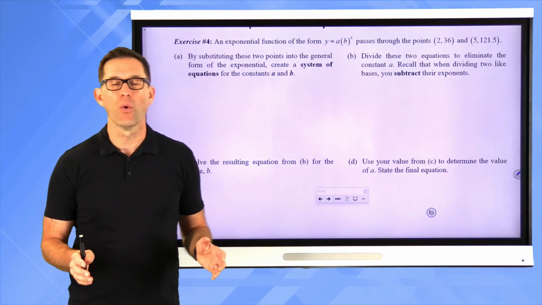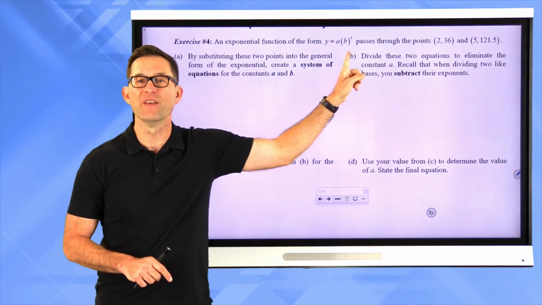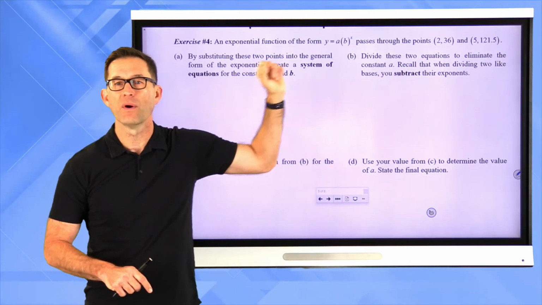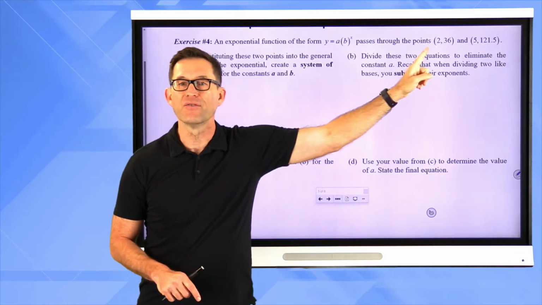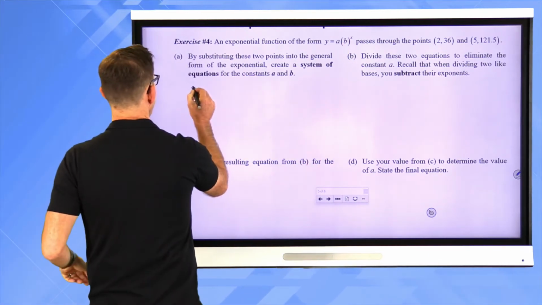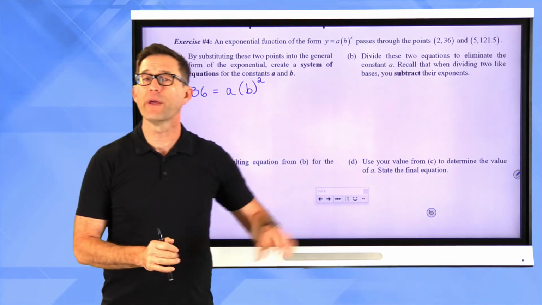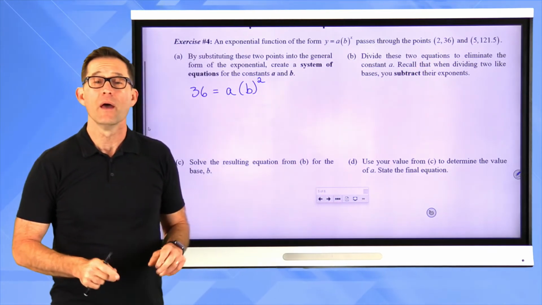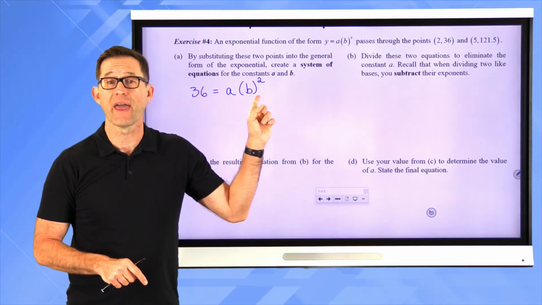All right, this is really cool. So what I'm going to do is take this point and substitute it into this equation. Now what's that going to look like? Well, 36 is going to go in for y, and 2 is going to go in for x. So all it's going to look like is the following: 36 is equal to a times b to the second. That's just taking that first point and substituting it in. But I want a system of equations, because this is just one equation with 2 unknowns, a and b.